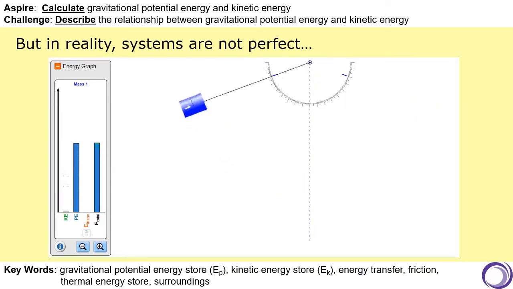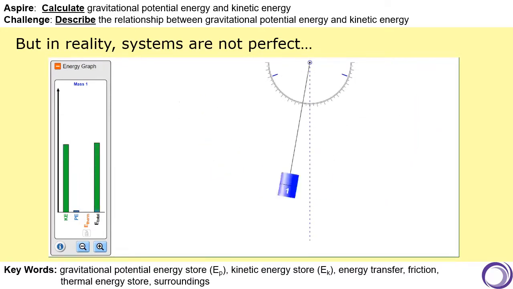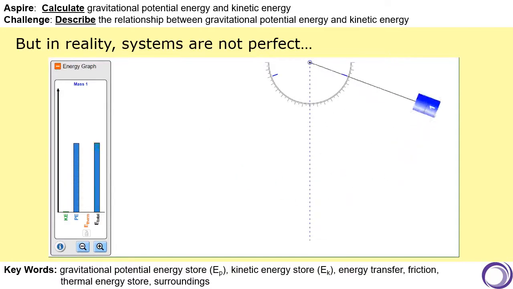Now, in reality, on Earth, that is never the case, because on Earth, this pendulum would be swinging through air. And so there would be frictional forces or air resistance as the pendulum hits the particles in the air that it's swinging through. So I'm going to add those frictional forces to the system now.